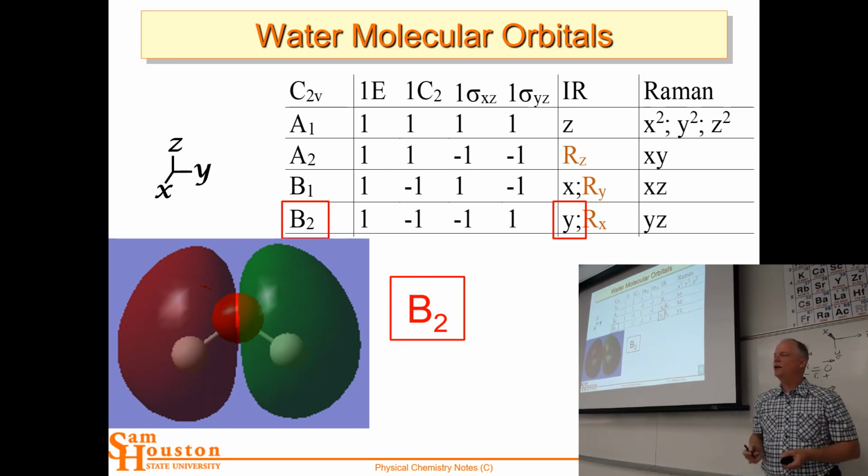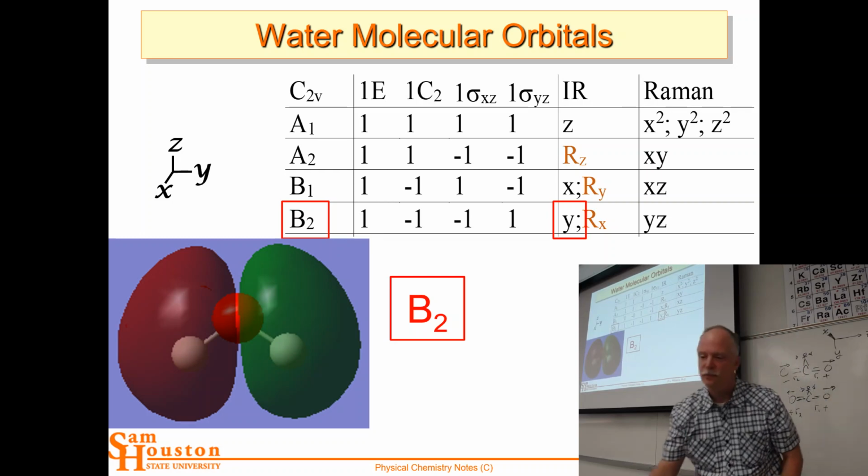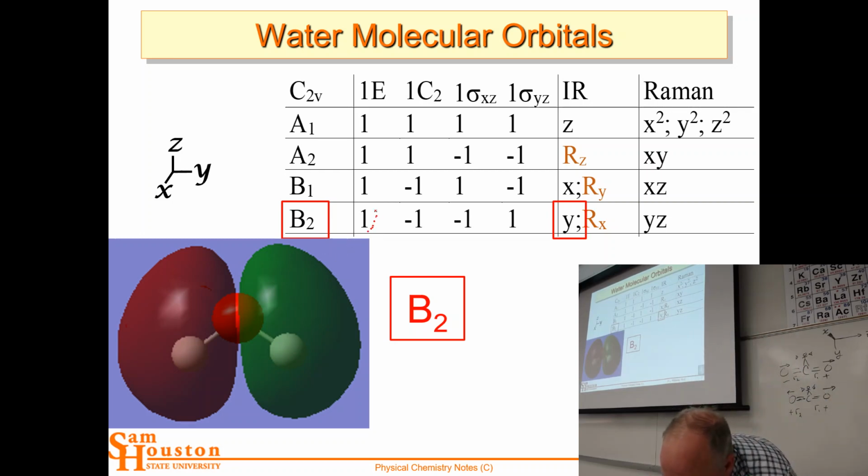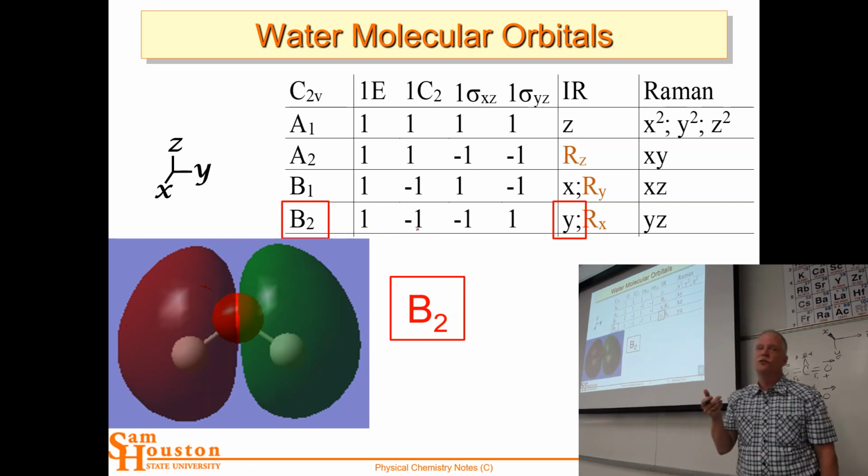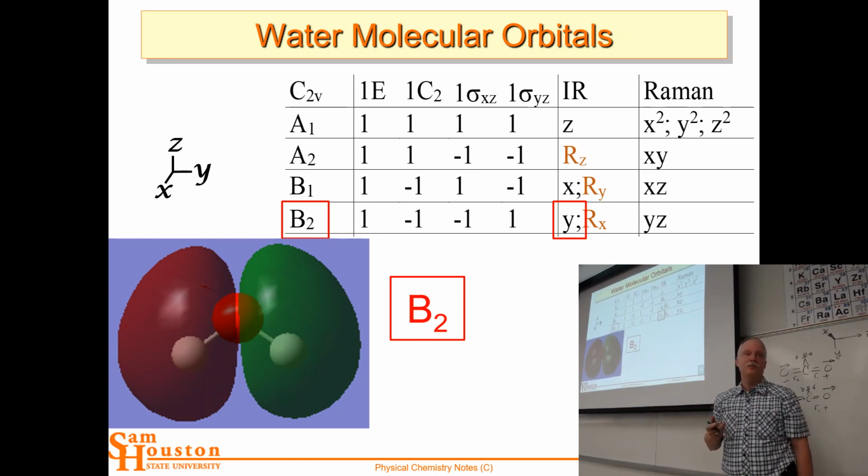Let's do the character table on this one as well, just to show. So, of course, we did an E operation. Nothing changes, so we have a +1 in front of that wave function. But if we did a C2 rotation, the colors would swap. And so there'd be a -1.